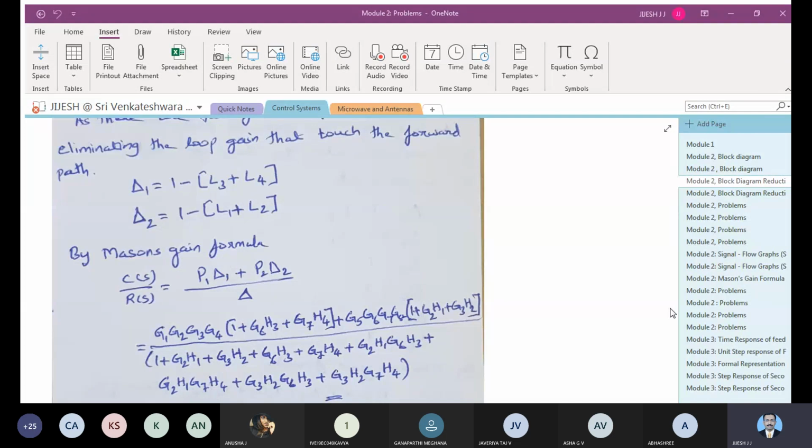Then further, we have also studied moving a takeoff point ahead of the block. This point is called a takeoff point, and we are asked to move the takeoff point ahead of the block. What I am discussing is just for you to understand. You have to go through these things. It will be helpful for your internals and externals as well.